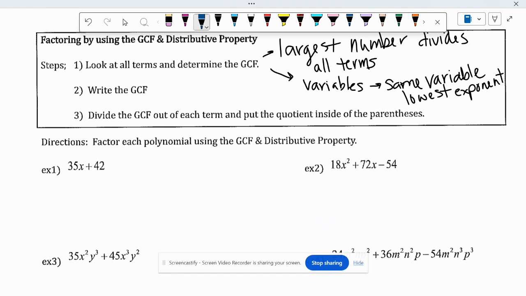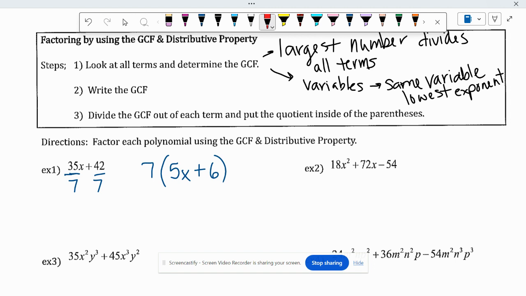So if you were looking at your times table, you could find 35 and 42 in the same row of the sevens because 35 and 42 are both divisible by 7. So when I think about factoring this out, I'm going to take a 7 out. And what does that give me left? Well, 35x divided by 7 is 5x. And 42 divided by 7 is 6. So I have 7 times the quantity 5x plus 6.